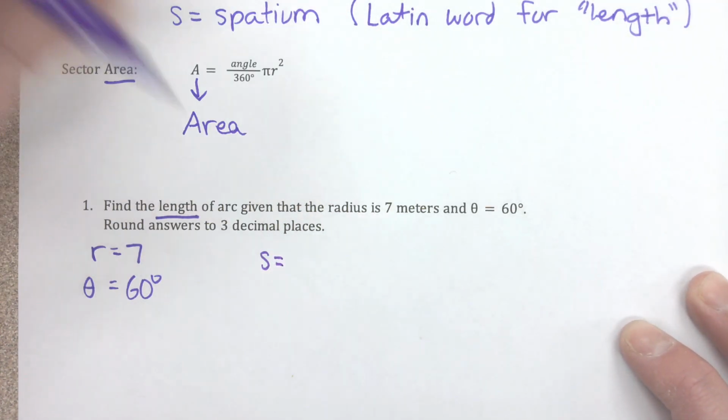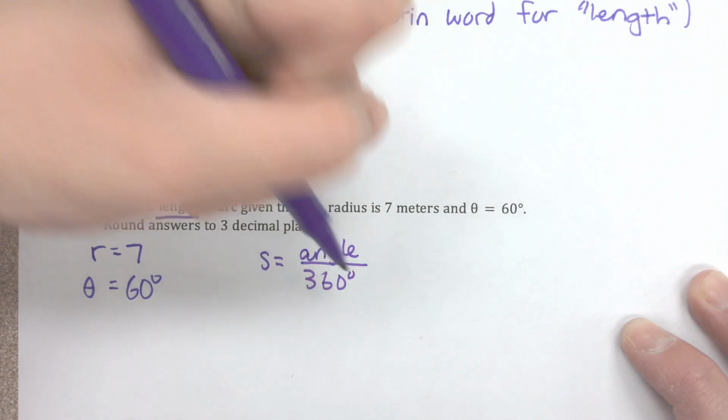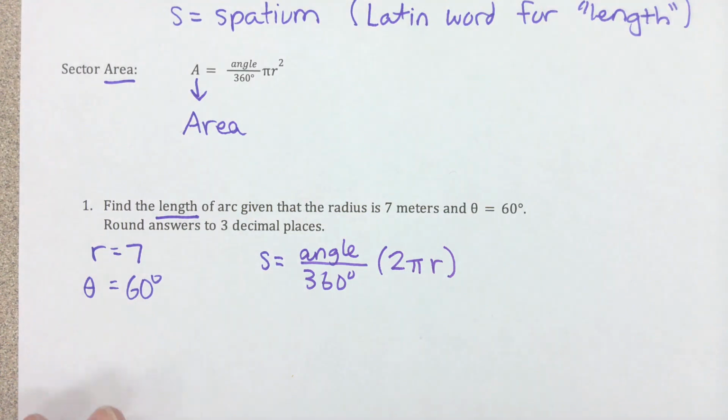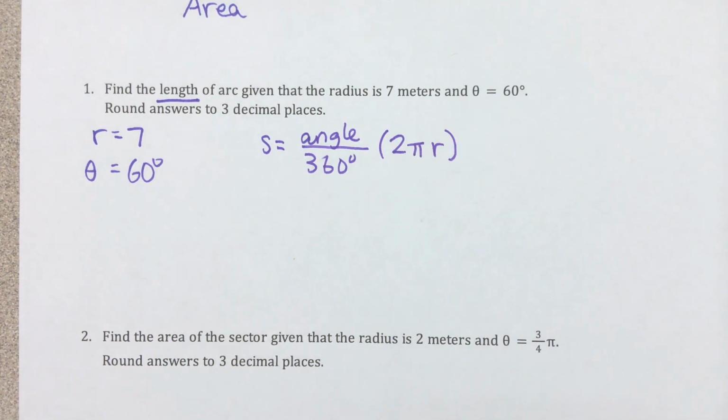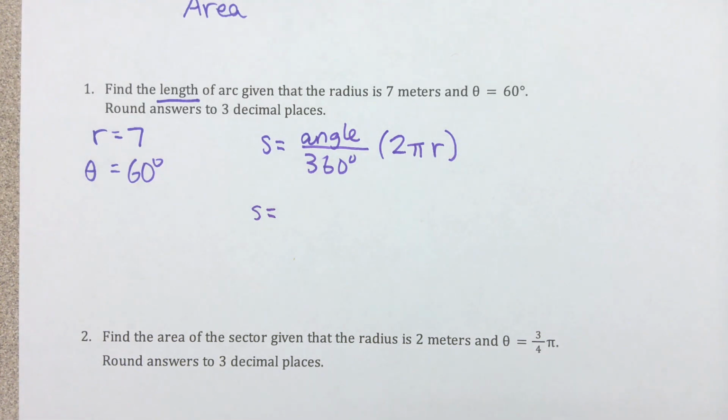We have S equals angle over 360 times 2 pi r. What unit must theta be in? Which is it? It's out of 360. What do we think? Yeah, degrees. So this one's good. So we don't have to do anything special. Just plug the numbers in, and then we'll use our calculators to get an answer.